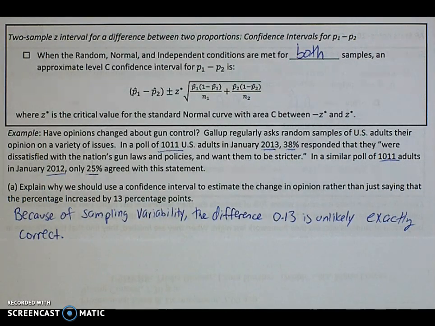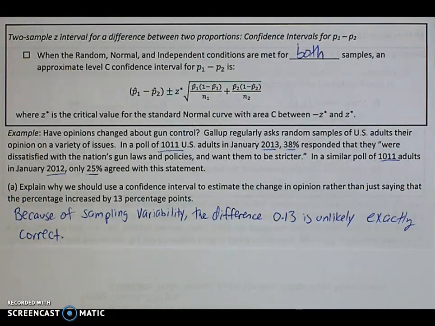Because of the idea of sampling variability, right? Sampling variability says that when you take samples, there's going to be some variability. It's not going to be the exact same every single time. So because of this idea of sampling variability, the difference of 0.13 is unlikely exactly correct between the 2 populations. That's why we're going to use an interval to estimate the true difference in the proportions.